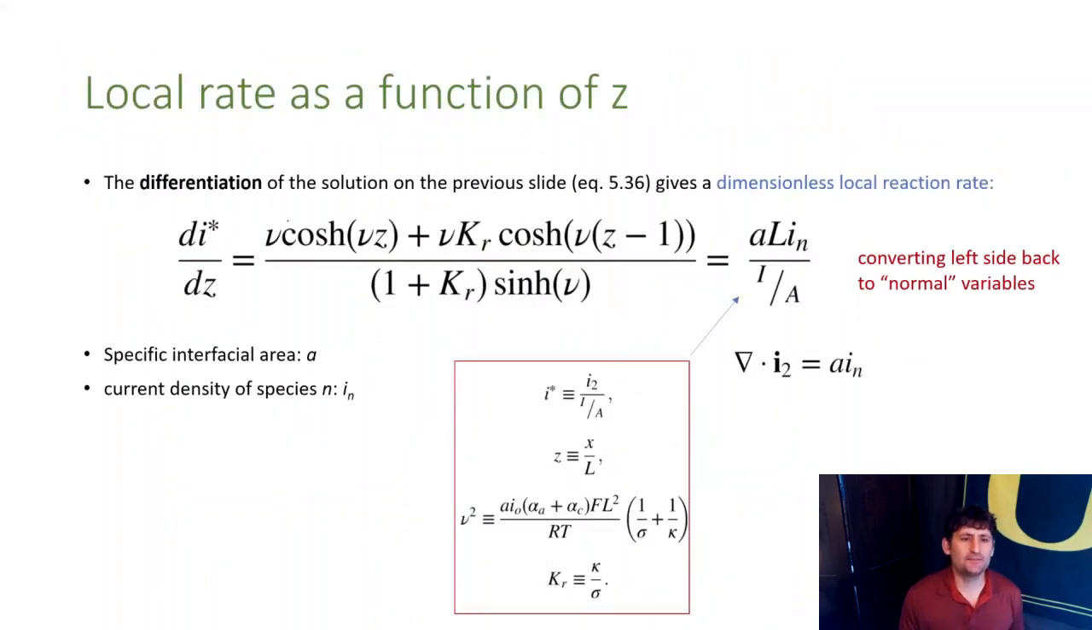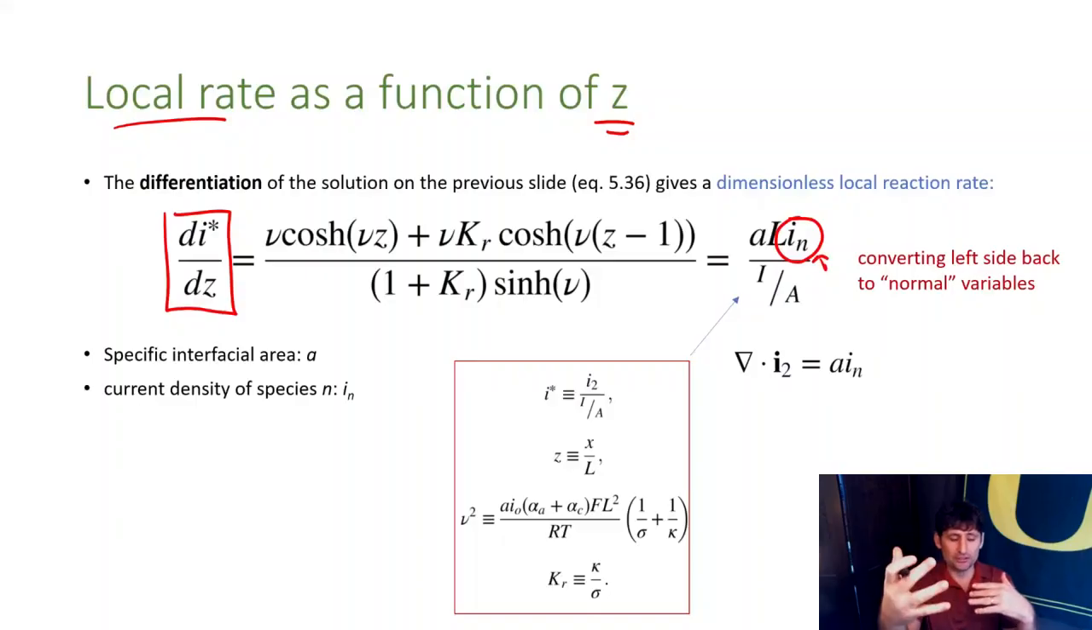One thing we're going to be interested in is the local rate as a function of distance in our electrode. Remember, Z is the distance through our electrode. Z equals 0 is right at the current collector. Z equals 1 is at the front surface. So we can take the derivative of I star. Remember, I star is the current in the electrolyte. And that's going to be related to how much current is passing from the solid to the electrolyte, because that's why I2 is changing. I star is related to I2. I2 is changing because we're doing an electrochemical reaction, driving current from the electrode to the electrolyte.